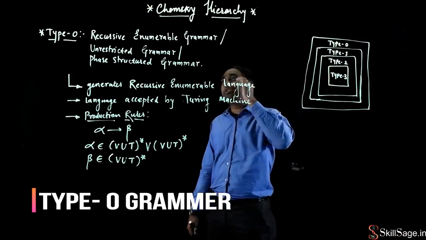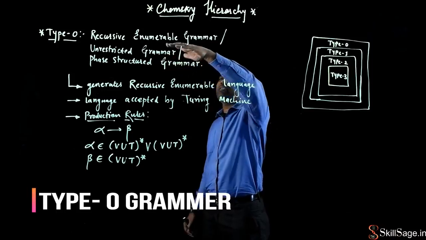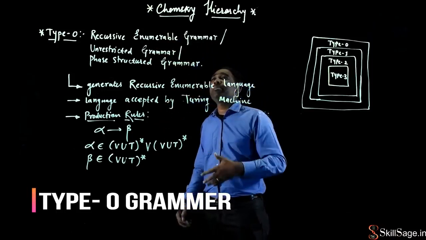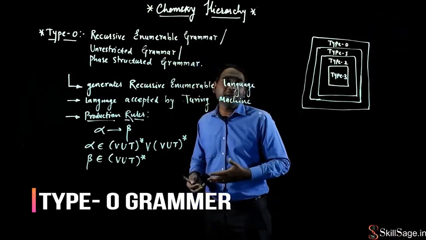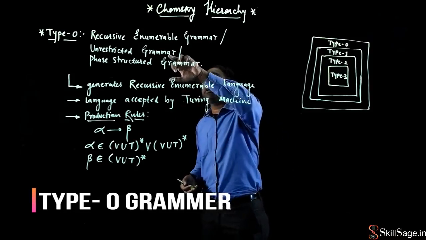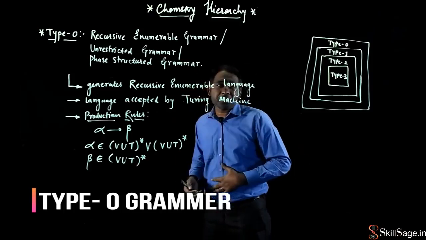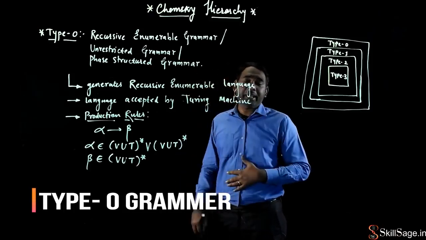The type 0 grammar is known by three different names, right? It is also called a recursively enumerable grammar, or you can say an unrestricted grammar. This is the most popular name, an unrestricted grammar. It is also called a phrase structured grammar, right? These are the three different names.